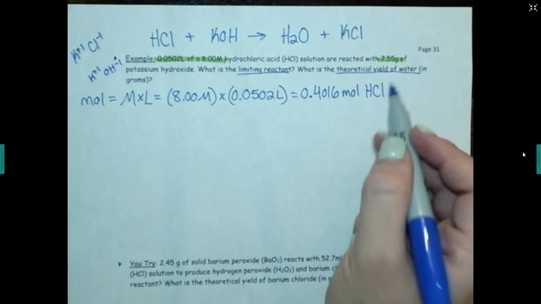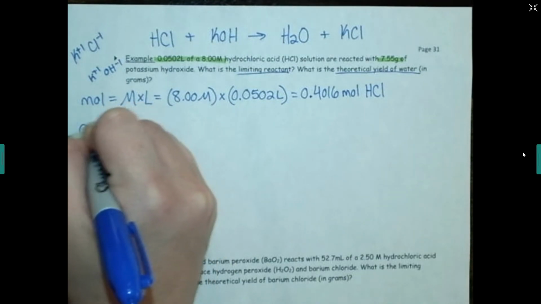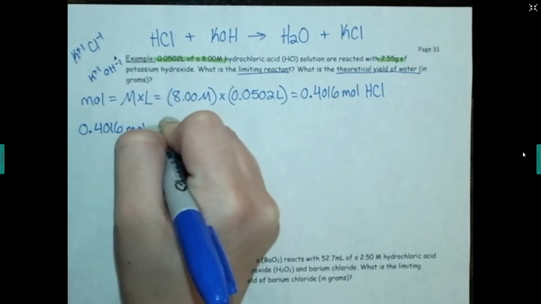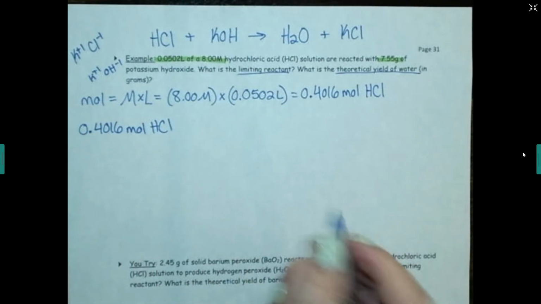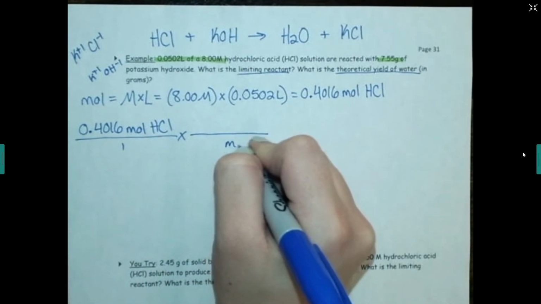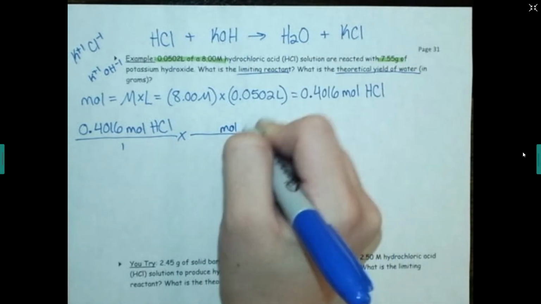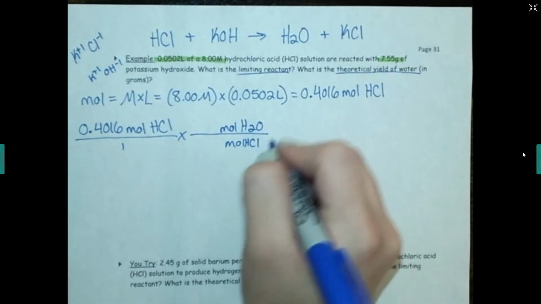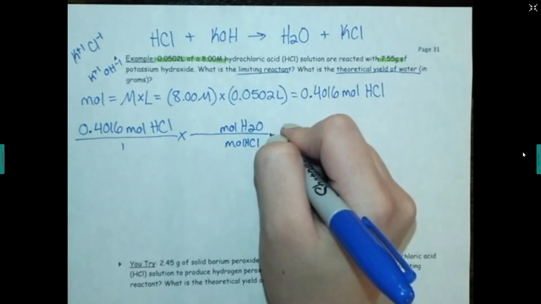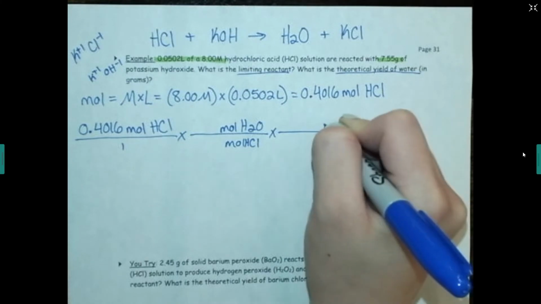And it's asking us to find the theoretical yield of water. So let's go ahead and do that first. We're going to take our moles of HCl we just figured out, and we'll do a little stoichiometry problem to go from moles of HCl to moles of water, H2O. Okay, but it wants to know the theoretical yield of water in grams. So I'm going to go to grams of H2O.